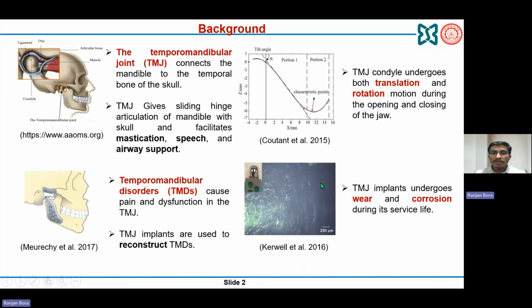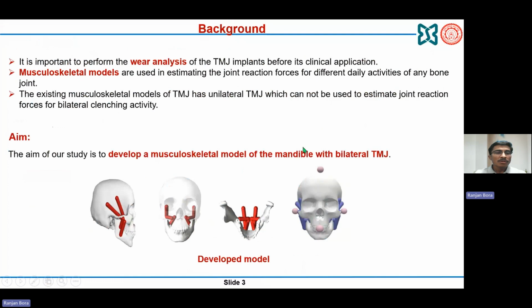Because of the repetitive motion of the temporomandibular joint condyle and the implant, the implant undergoes wear and corrosion during its service life. So it is important as a researcher to perform the wear analysis of the temporomandibular joint implant before its clinical application. To study the wear, we need to know the joint reaction forces for different daily activities, and with the help of a musculoskeletal model, we can determine the joint reaction forces.